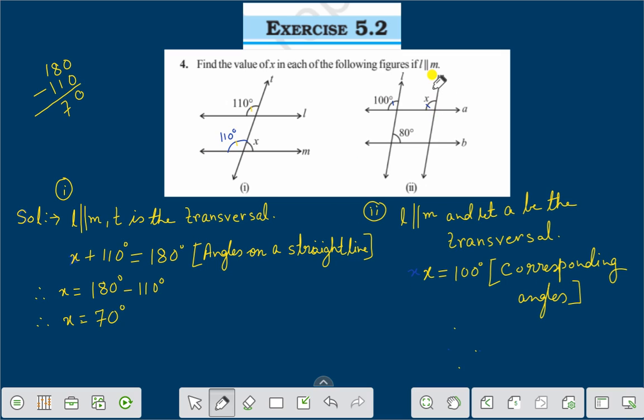Therefore, here you see that L is parallel to M and A is a transversal. Therefore, we can say that x is equal to 100 degrees because these are corresponding angles.